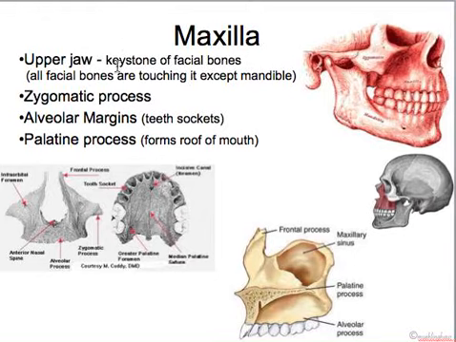And keystone means, actually we had it in the sphenoid bone. I described it previously but didn't talk about it in the sphenoid bone. The keystone means all the other bones of the face are attached to the maxilla. So all the other bones we're going to talk about have a connection to the maxilla. In the skull, for the skull bones, that was the sphenoid bone. So all the bones are attached to the sphenoid bone in the skull.